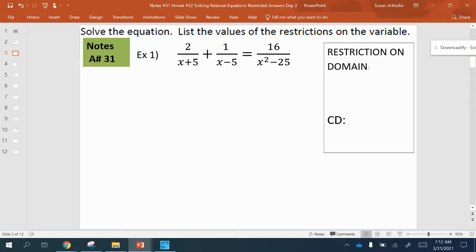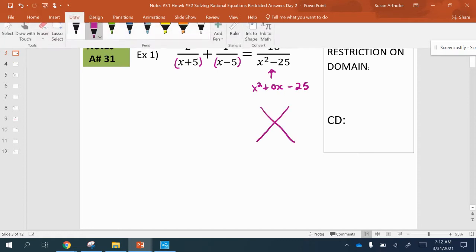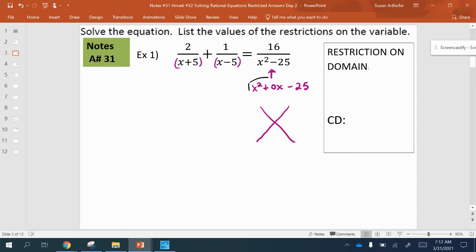Okay, so the first thing you're going to do is list the restriction on the domain. We're going to do that by making sure everything is factored in the denominator. So right here, we're going to have to factor. This just has parentheses, there's nothing to factor there. This one, we have to add the 0x into the middle. Remember, we have to have 3 pieces when we do the magic x. So hidden 1. What multiplies to negative 25 and gives us 0? That's easy, right? 5 and negative 5. So x plus 5 and x minus 5.